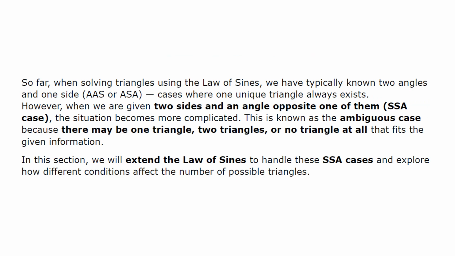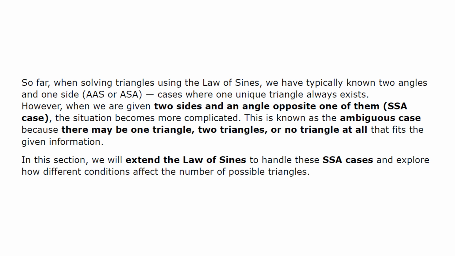So far, when solving triangles using the law of sines, we've typically known two angles and a side. So that would be angle-angle-side or angle-side-angle. These cases are where one unique triangle always exists.